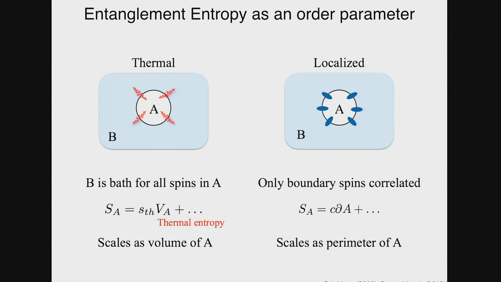Good. So one of the upshots is that we were looking for an order parameter for this transition. In dynamics, you have some imbalance that either persists or doesn't persist. But what about individual eigenstate properties? Can we find some order parameter in terms of individual eigenstates? And it turns out that entanglement entropy is currently the best understood order parameter that we have, because it scales as a volume law in the thermal phase, as we had discussed, and then it transitions into this area law, and this is something that's happening at the level of individual eigenstates.